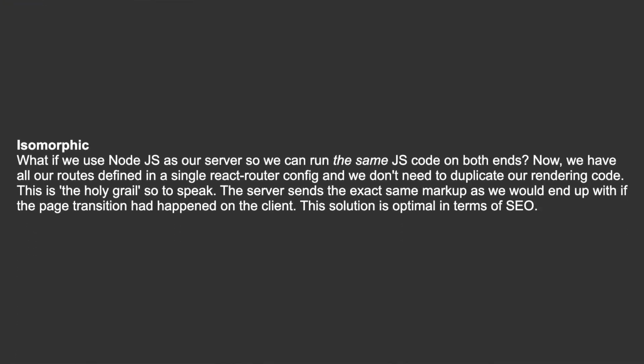Isomorphic. What if we use Node.js as our server so we can run the same JS code on both ends? Now, we have all our routes defined in a single React router config and we don't need to duplicate our rendering code. This is the holy grail, so to speak. The server sends the exact same markup as we would end up with if the page transition had happened on the client. This solution is optimal in terms of SEO.